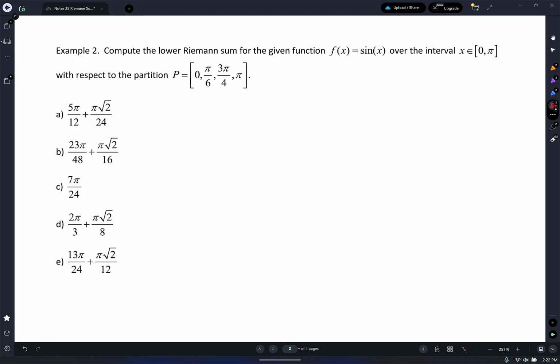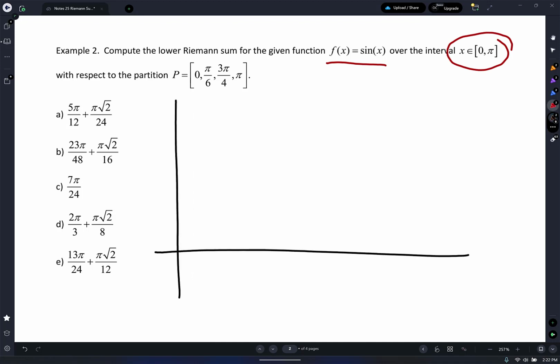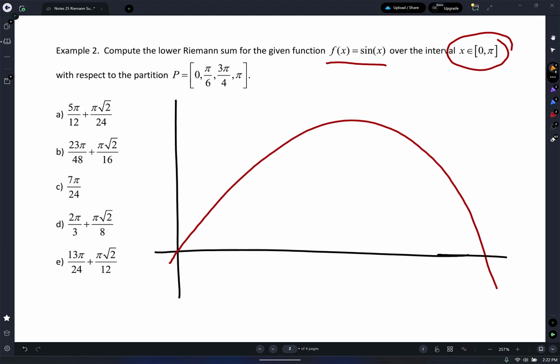Okay. It says, compute the lower Riemann sum for the given function, f of x equals sine x on the interval 0 to pi. Does everyone know how sine x looks between 0 and pi? Okay, so let's draw that. I'm going to exaggerate it. Here's my exaggerated sine x. Dang, it's not perfect. That's fine.